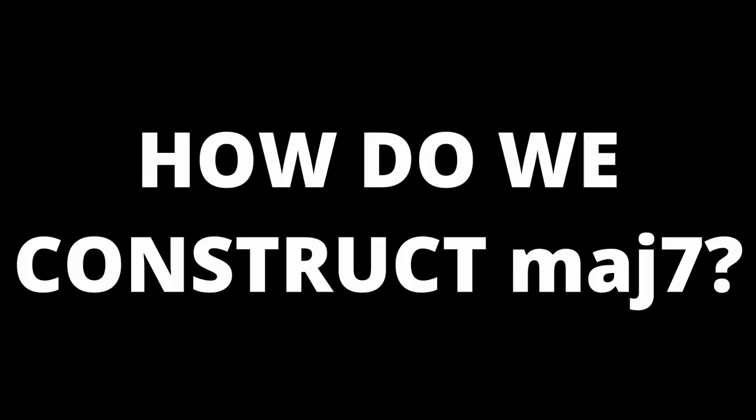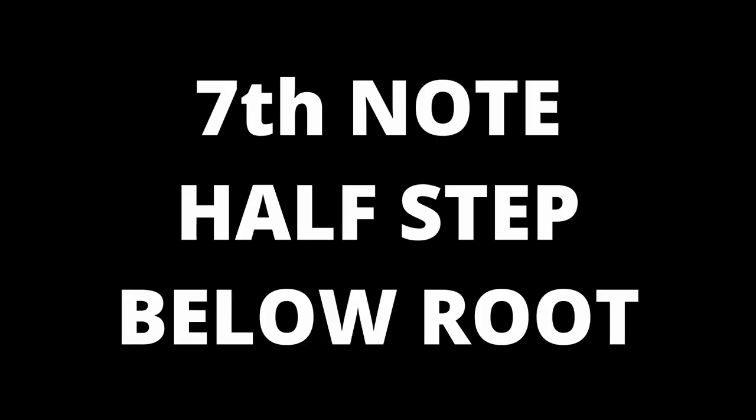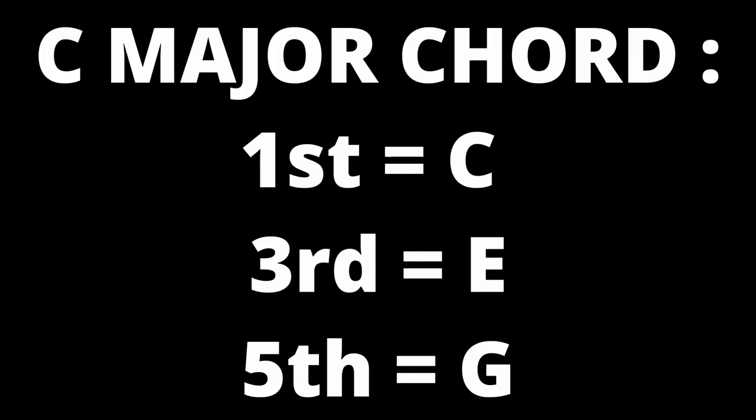How do we construct the major 7th chords? To create a major 7th chord, we take these three major chord notes and add a 7th note from the major scale. This note is half a step or a semitone below the root note. Let's clarify this with an example. The C major scale has the following notes. To create a C major chord, we take the 1st, 3rd and 5th, which gives us C, E and G.